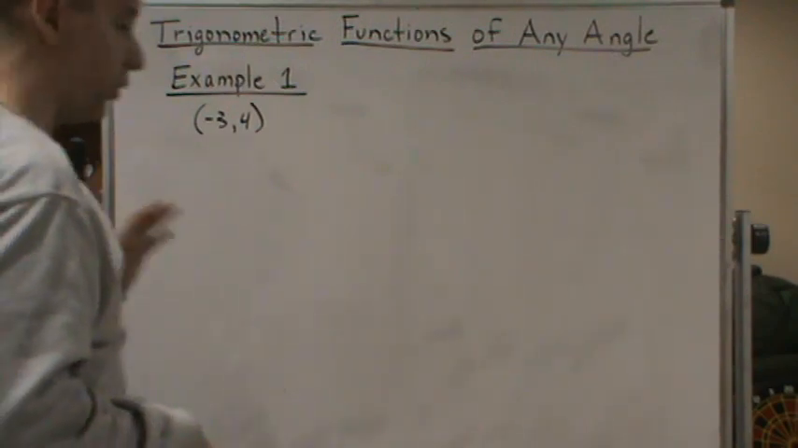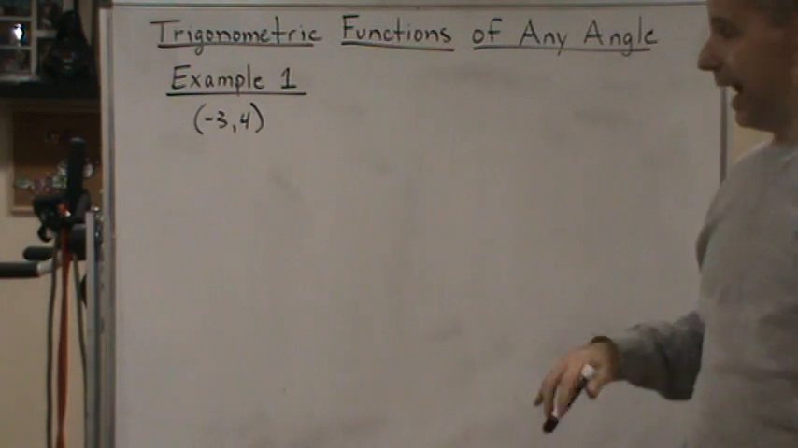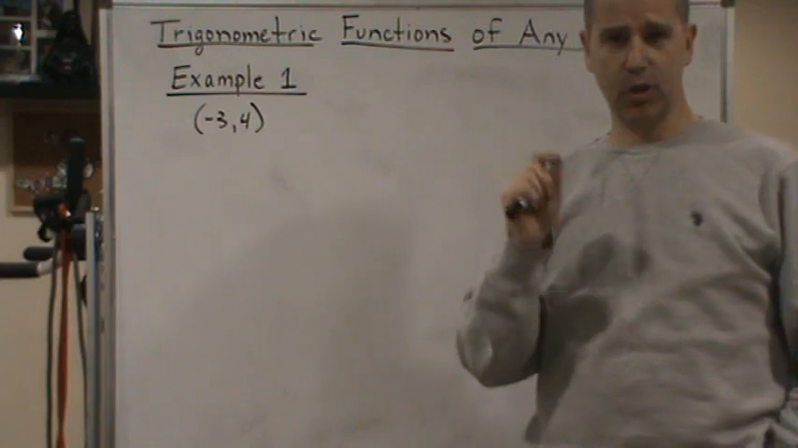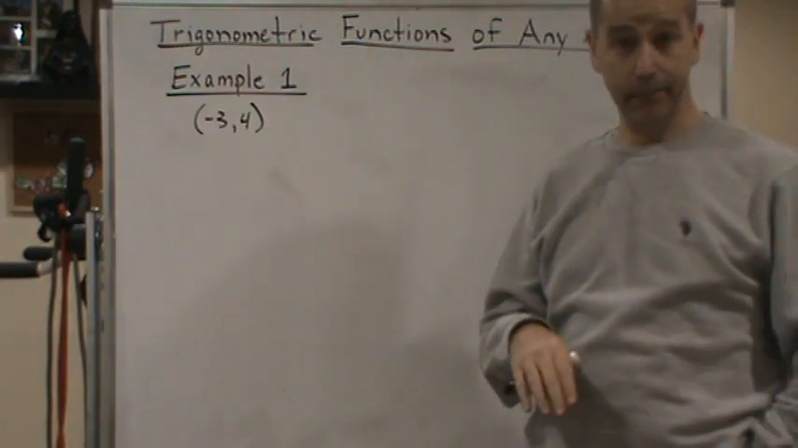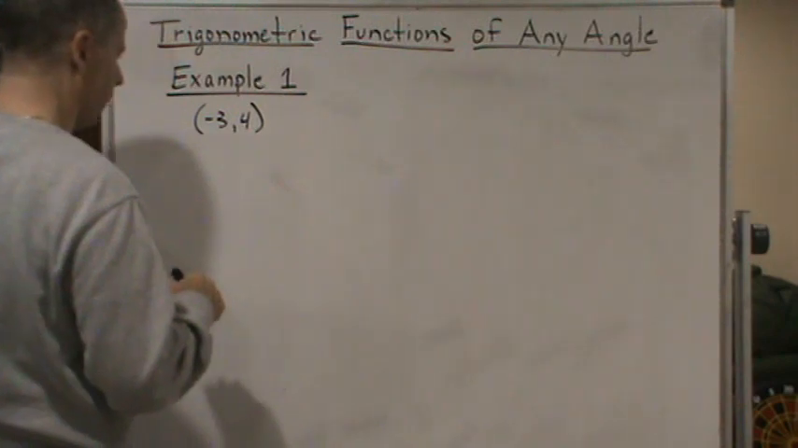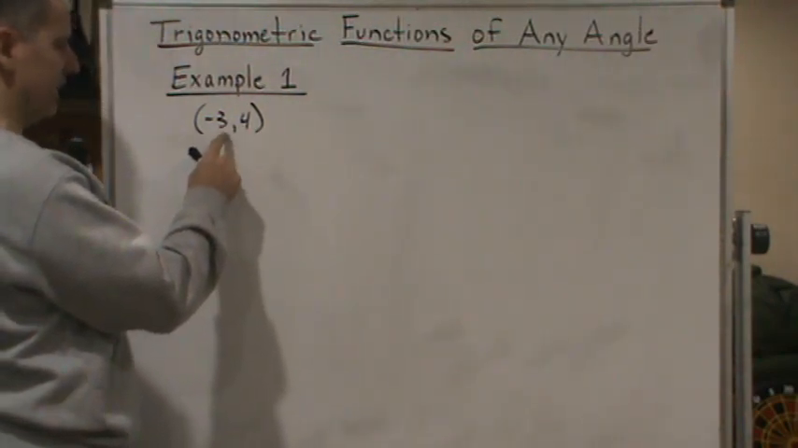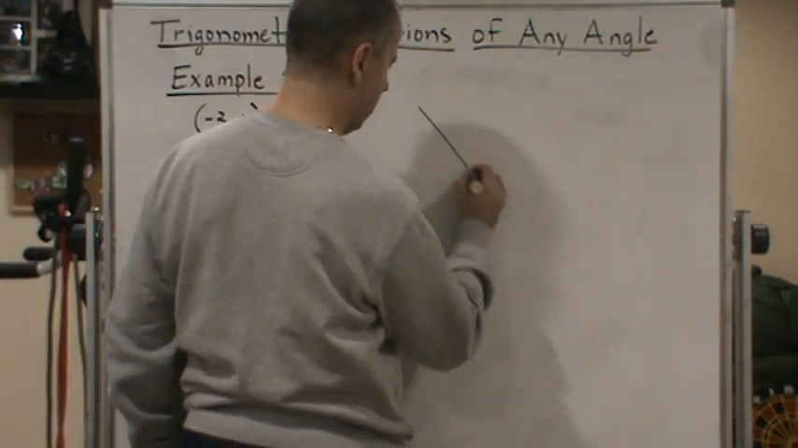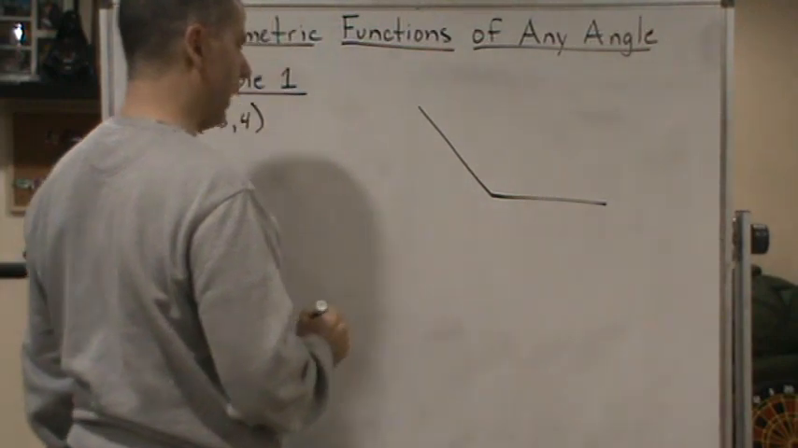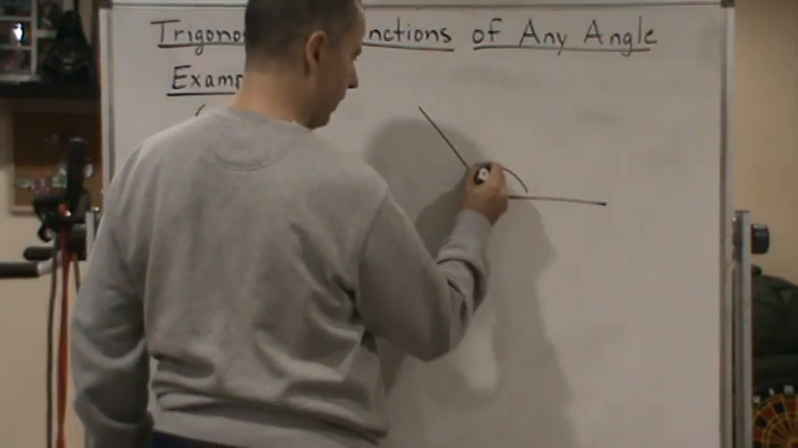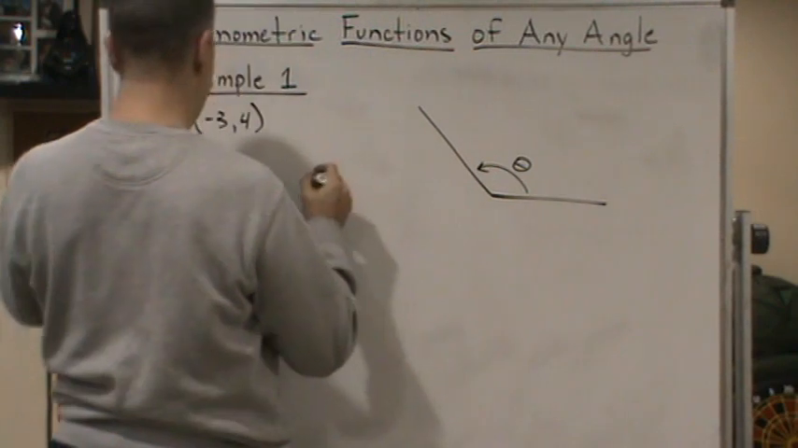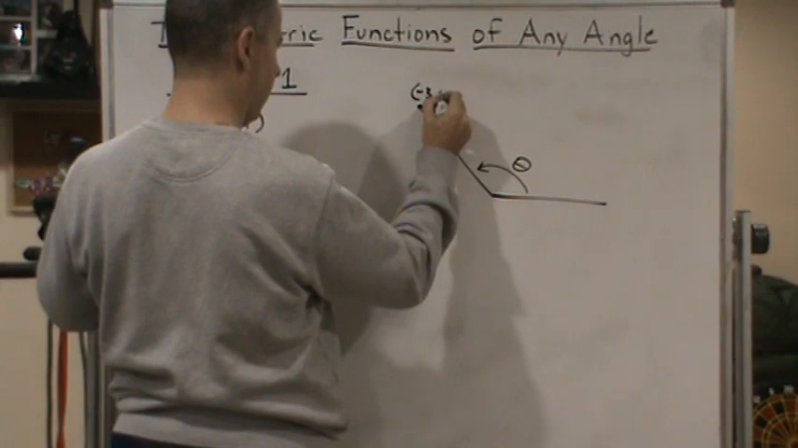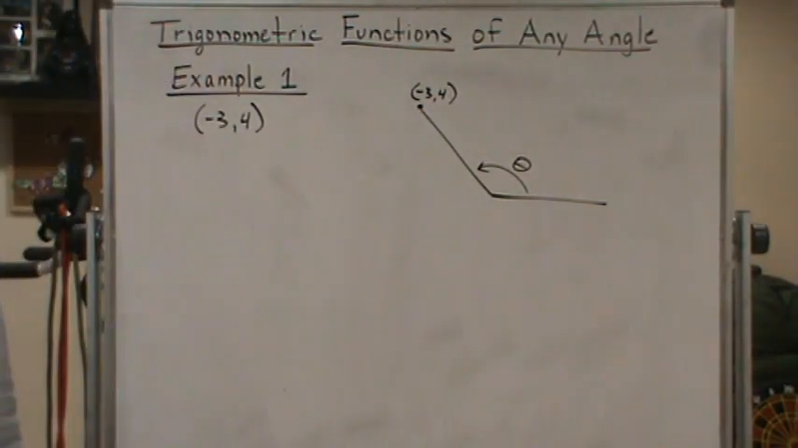Okay, now we're going to do an example. Let's say this is the point that represents the end of the terminal side of an angle theta. First of all, what quadrant is this in? This is going to be in the second quadrant. So let's just do our angle like this. So there's our angle. This is theta, and we know that this here is the point -3,4. Okay?